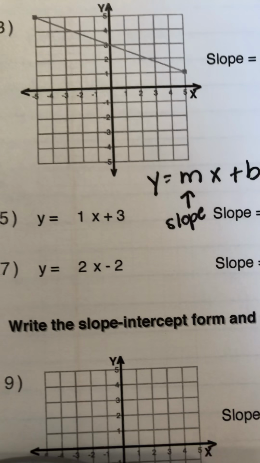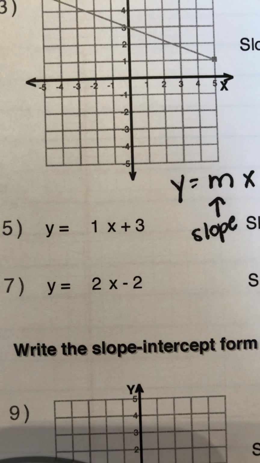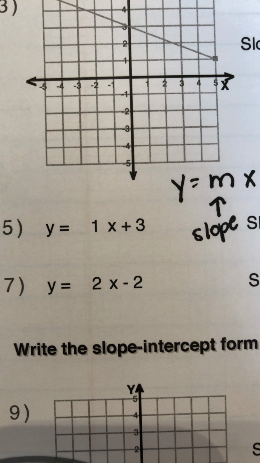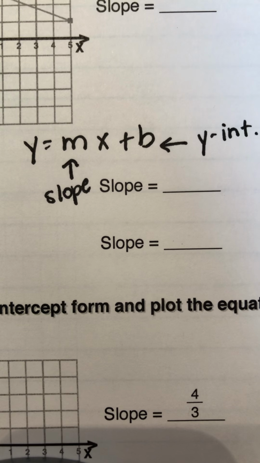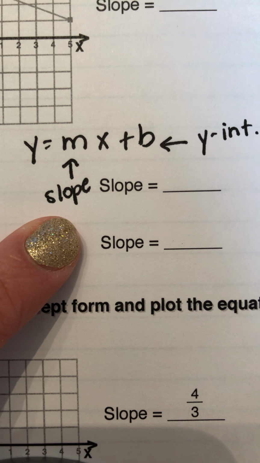If we slide down here, we'll see that numbers 5 through 8 give you an equation and ask you for the slope. And I've given you a little hint. I've written the equation here, y equals mx plus b, and you'll remember this, that m in your equation is your slope and b is your y-intercept. Now all we're really worried about here is the slope.